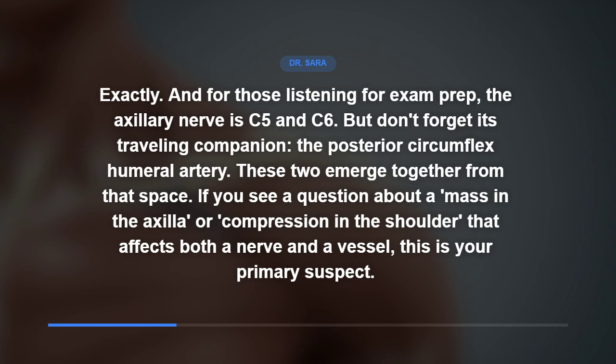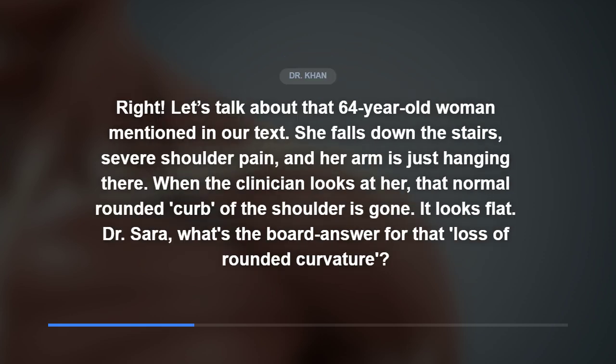Exactly. And for those listening for exam prep, the axillary nerve is C5 and C6. But don't forget its traveling companion, the posterior circumflex humeral artery. These two emerge together from that space. If you see a question about a mass in the axilla or compression in the shoulder that affects both a nerve and a vessel, this is your primary suspect.